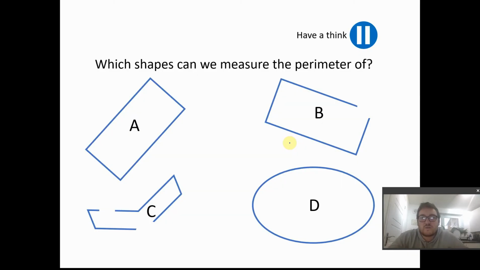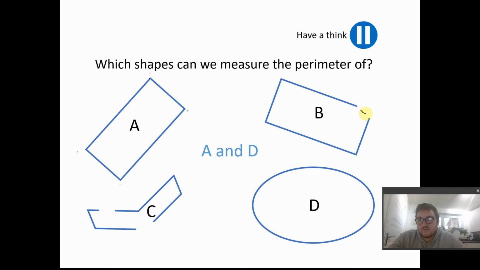Okay, so we talked about a perimeter can only be measured on a closed shape. So which shapes can we measure the perimeter of from these shapes on display? I'll give you a couple of seconds to write down the letters of which you think can be measured. Okay, so if you've put A and D, you will be correct. They are closed because they don't have any open areas on the shape.